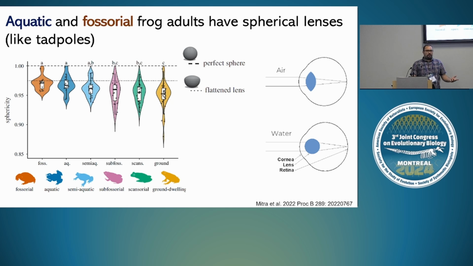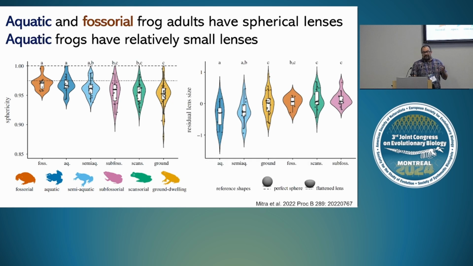Not surprising for aquatic, but a bit unusual for fossorial frogs because this suggests that they may be myopic or nearsighted. But perhaps this is not a big deal for these species that are living underground and they aren't using their distance vision. We also found that aquatic frogs had relatively small lenses compared to other frog species from other types of habitats. So again, suggesting perhaps they're investing less in their eye and in vision generally.